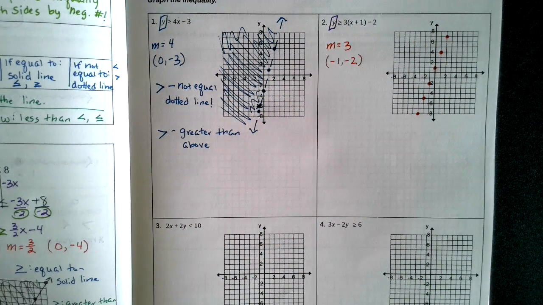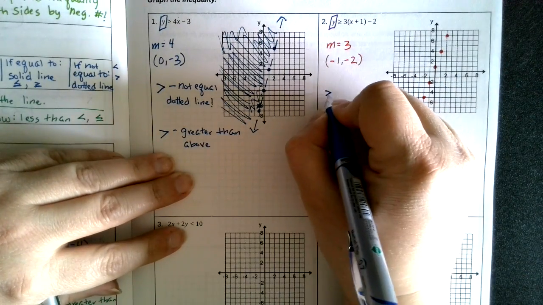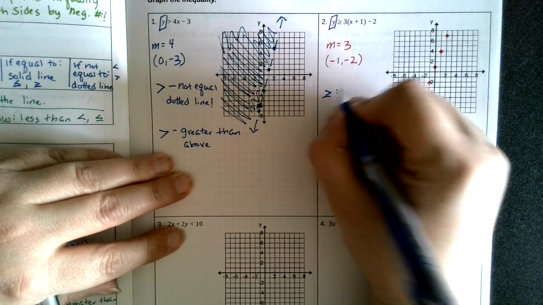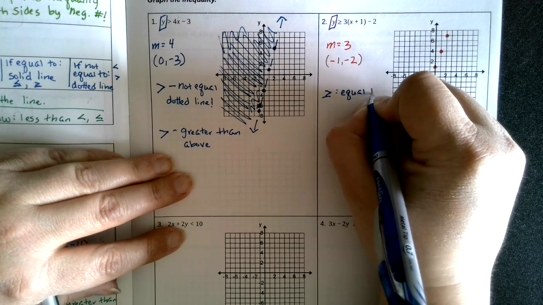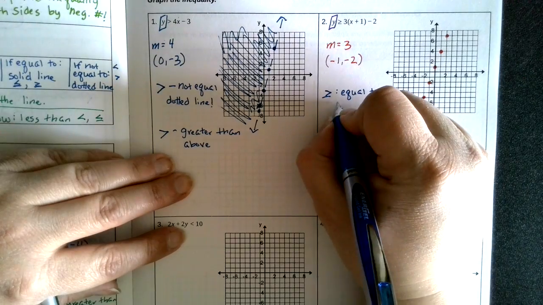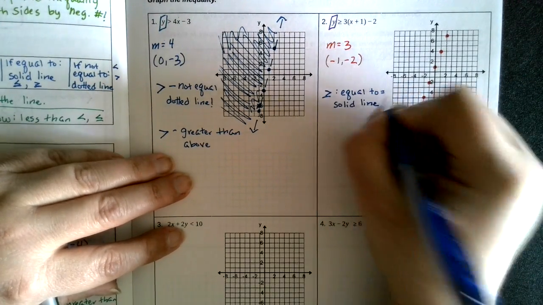Now I got a little bit ahead of myself. I didn't actually identify whether I'm going to shade above or below and whether it's a solid or dotted line, right? So I have a greater than or equal to symbol. Because it's equal to, I know that I'm going to have a solid line.